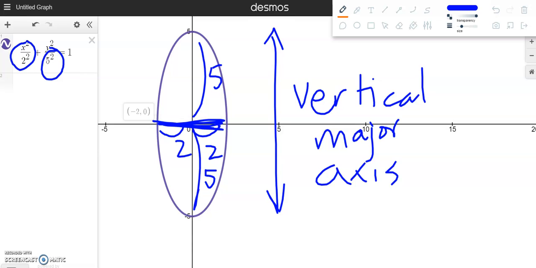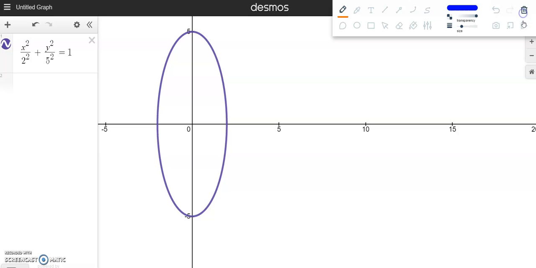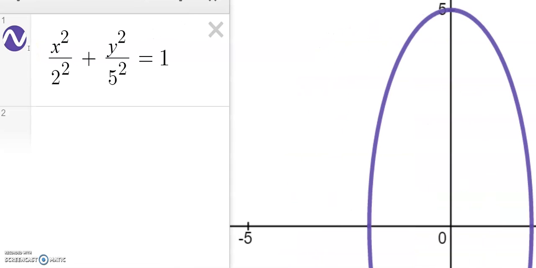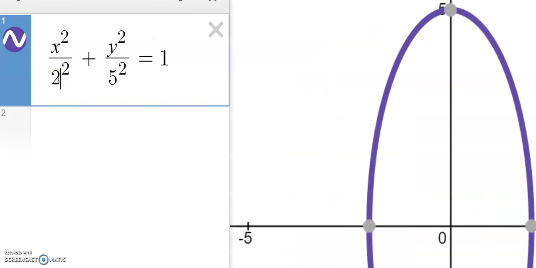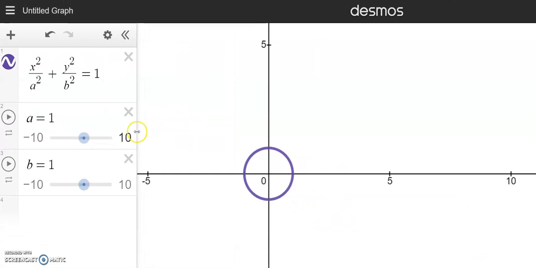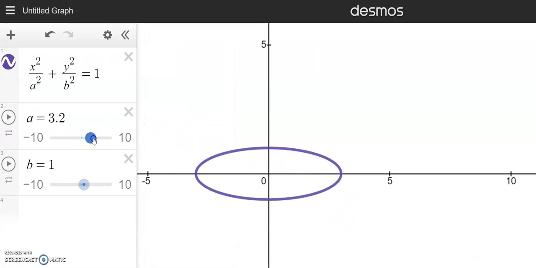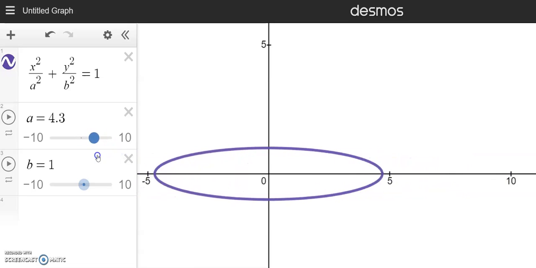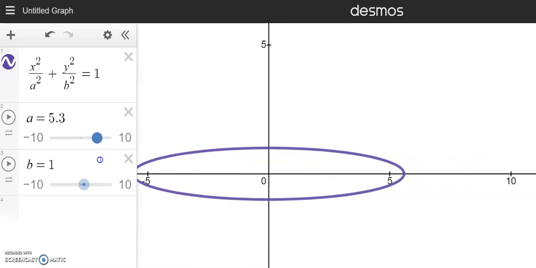Because it's shorter. And we can switch those by switching the x and the y numbers. Switch the number under the x and under the y, and it'll be more stretched in the x direction. Let's try that. In fact, let's try something here. Instead of 2 and 5, we could put whole numbers. But if we put an a here and a b here and add sliders, you can see it starts out as a circle, but then you can stretch it. The bigger the number a, the more it stretches in the x direction. That gives us a horizontal major axis.